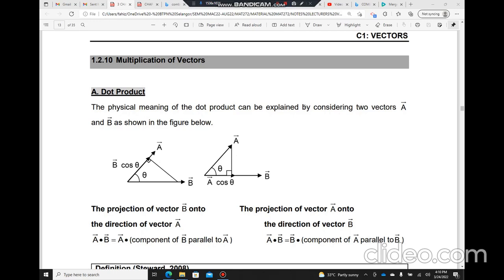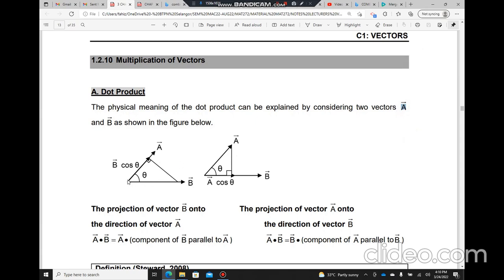Okay, so we continue with 1.2.10 multiplication of vectors. First we have the dot product. The physical meaning of the dot product can be explained by considering two vectors, vector A and vector B, as shown in the figure below.